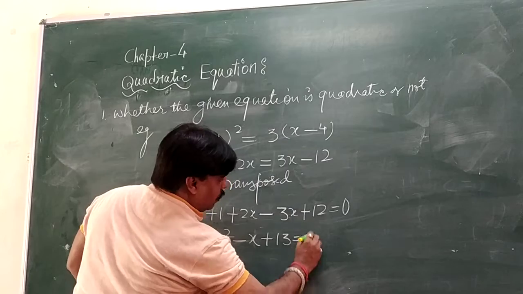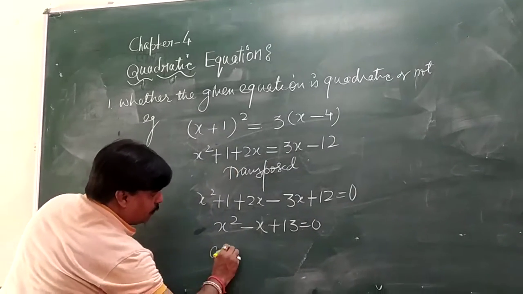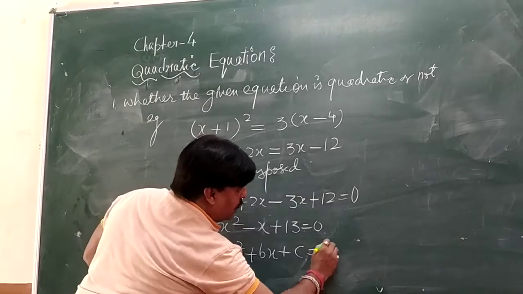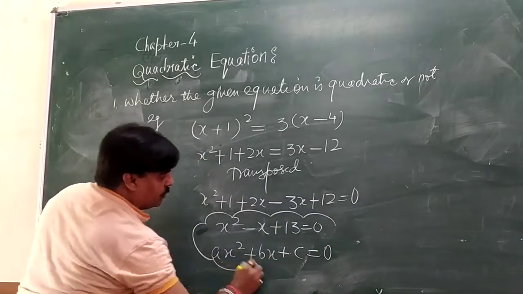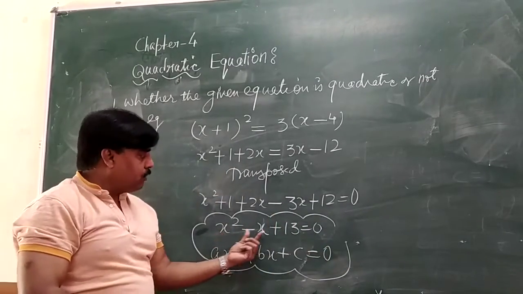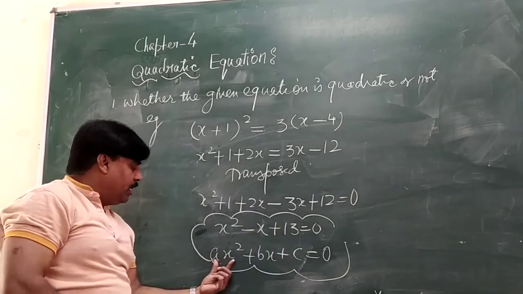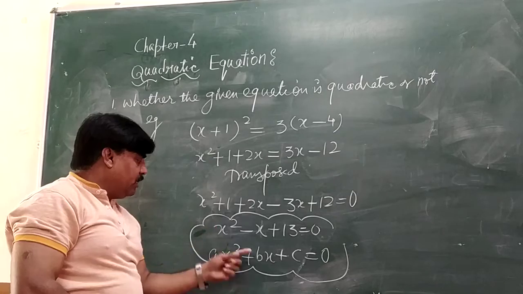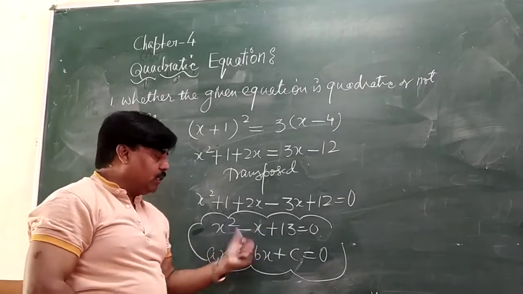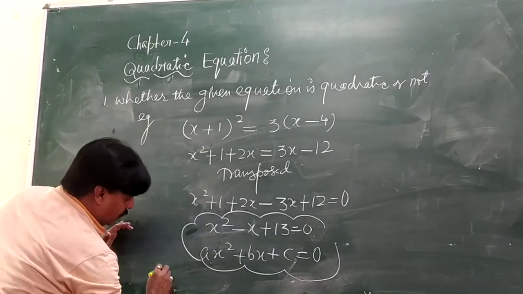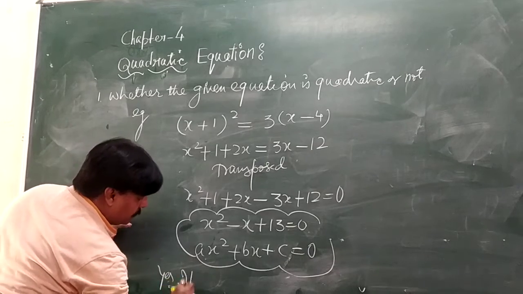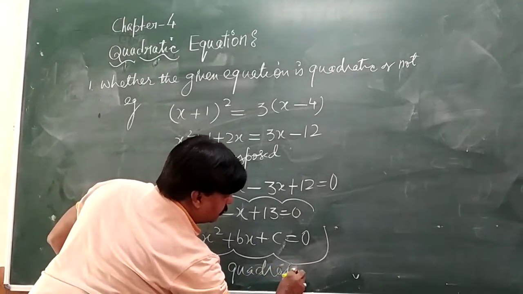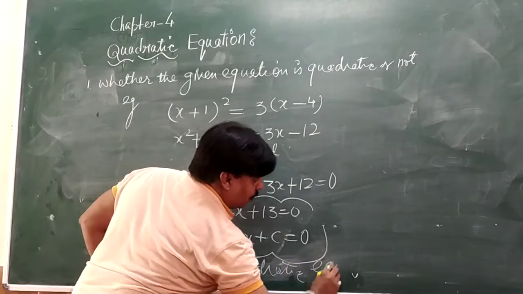So this is x square, 2x minus 3x you can add as minus x, plus 1 plus 4, 5, is equal to 0. So now if we compare this equation with ax square plus bx plus c is equal to 0, you can compare these two. So this equation x square minus x plus 5 is equal to 0 is in the form of ax square plus bx plus c is equal to 0, where a is 1, b is minus 1, c is 5. So this is a quadratic. Yes, it is a quadratic equation.